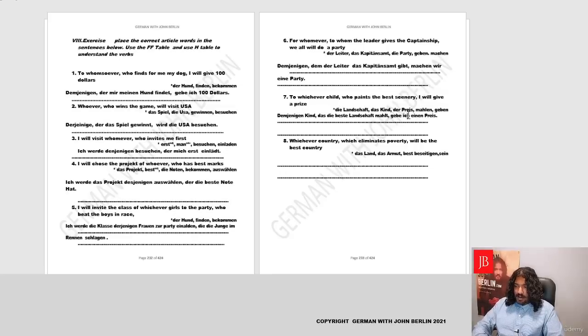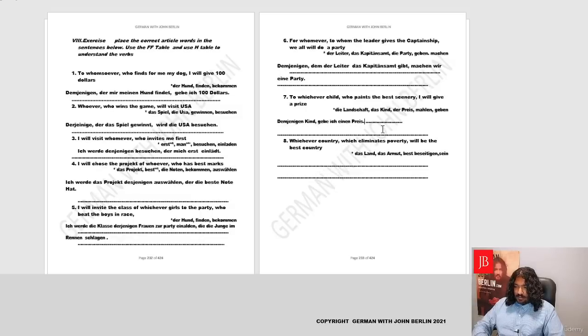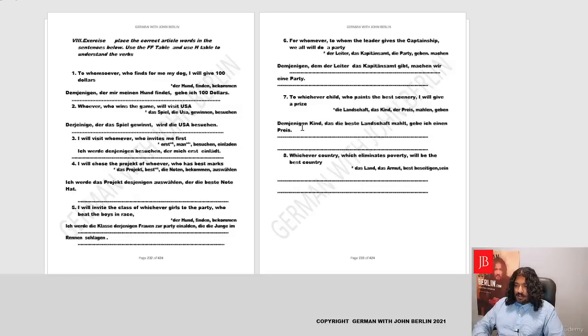Who gives what? I give a prize to whom? To whichever child. Yes. If I remove the middle line, it will still be meaningful. Let's find out. It'll be like, to whichever kid I give a prize. Yes. Who paints the best scenery? I could have also put it here. Okay, in the end. Nonetheless, let's keep it the way it is. Make it a little bigger. You can see it. So demjenigen Kind, das die beste Landschaft malt, gebe ich einen Preis.